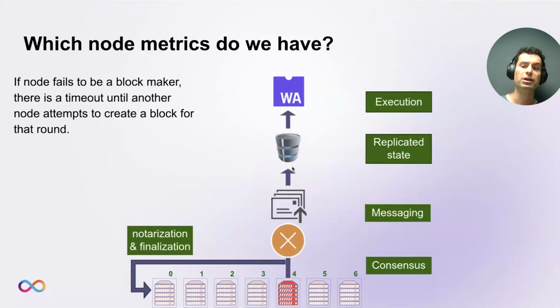So later on, let's say some node fails to do its duty, so it fails to propose a block. Of course, nothing happened because that node is, let's say, offline or malfunctioning. Next slide, please.